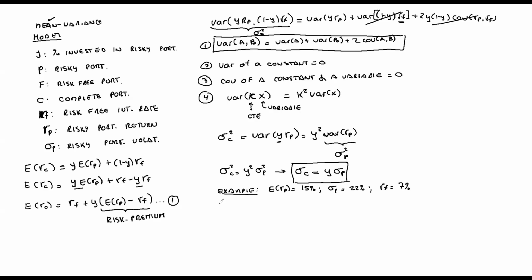Now, my question is the following. One, if Y equals 0, what is the expected return of my complete portfolio? What is the variance of my complete portfolio, or the volatility of my complete portfolio? We are going to find how to find Y, but at this point, I give you Y equals 0. What is the meaning of Y equals 0, guys? What is that?